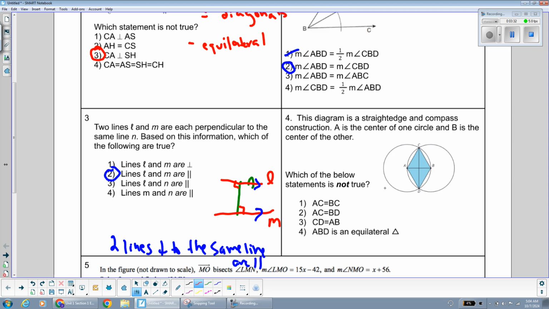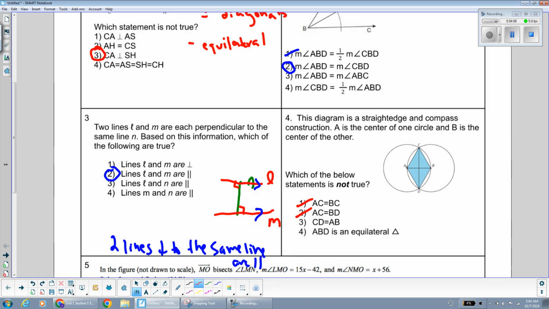Which of the statements is not true? AC is equal to BC. AC and BC are both radii of the equally sized circles. AC is a radius of circle A. BC is a radius of circle B. So that is true. AC is equal to BD. Once again, AC is a radius of circle A. BD is a radius of circle B. So that is true. They are the same.